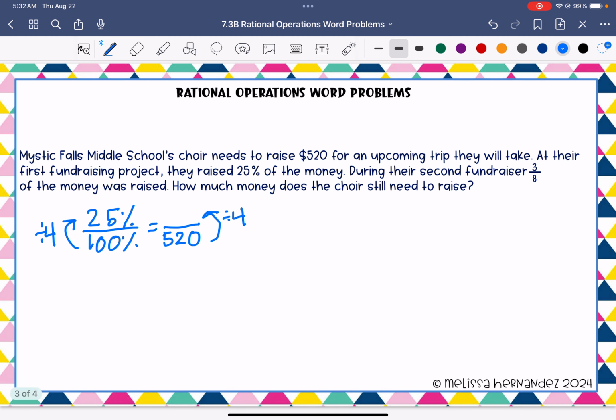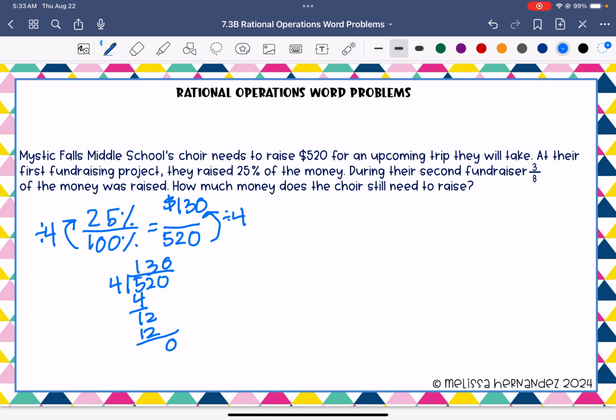So I'll divide 520 by 4. 4 goes into 5 once. 1 times 4 is 4. My new division problem is 12 divided by 4, which is 3. And then 3 times 4 is 12. Bring down the 0. And then 0 divided by 4 is 0. So at this point, they've raised $130 on the first one.